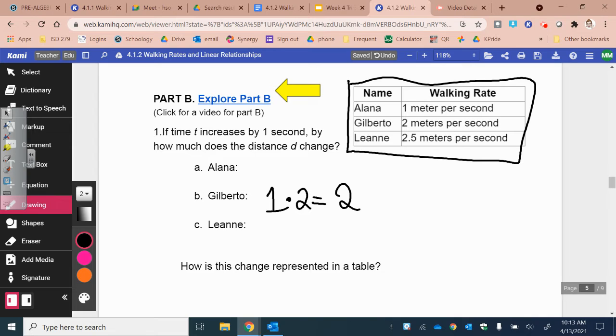Think about, what about for 1 second for Alana? What about 1 second for Leanne? What's it getting multiplied by? What do you ultimately get?